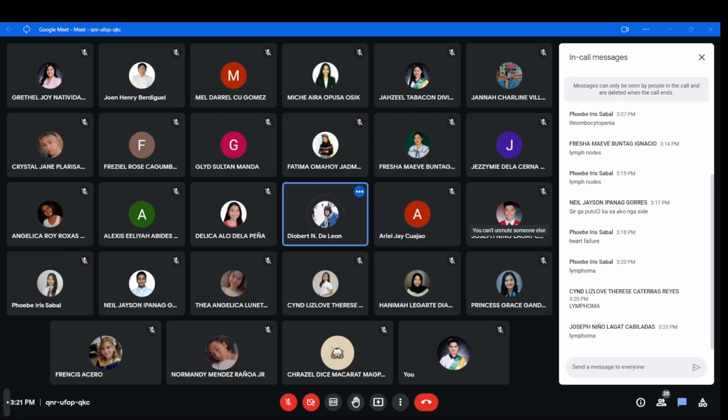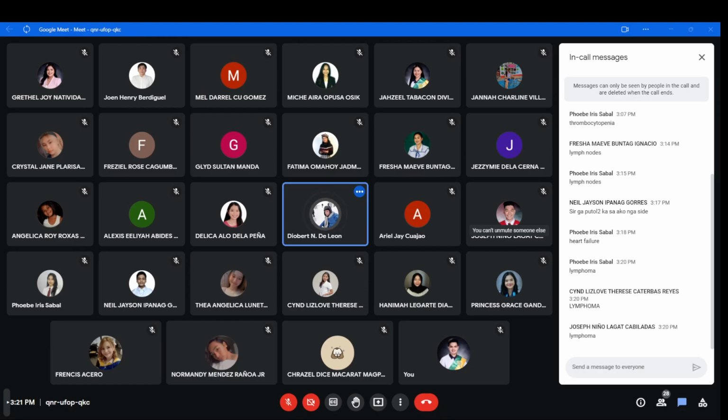So from there, it goes to the right atrium. From the right atrium, there's what they call a valve, no? The tricuspid valve. So from the tricuspid valve, it pumps, it goes again to the right ventricle. Then from the right ventricle it goes to the pulmonary trunk, then the pulmonary arteries, which carry deoxygenated blood going to the lungs.